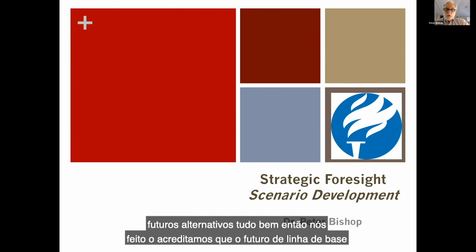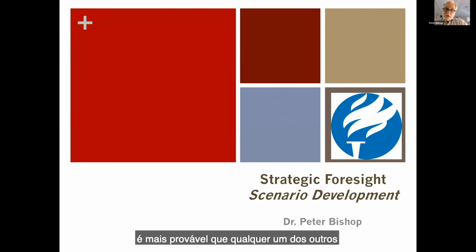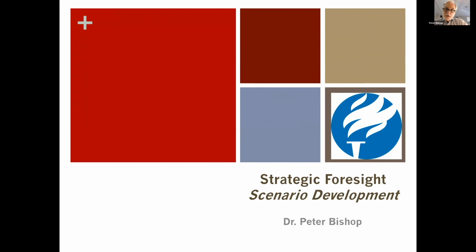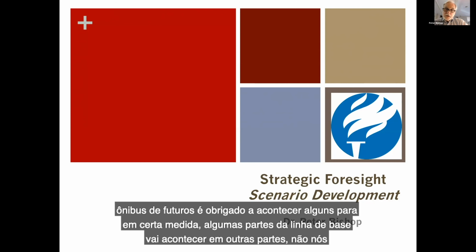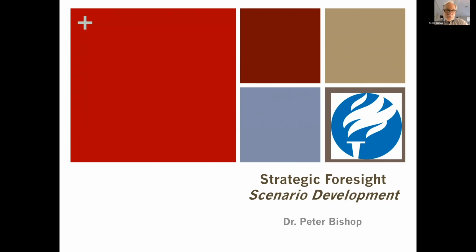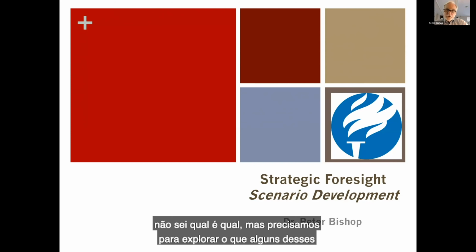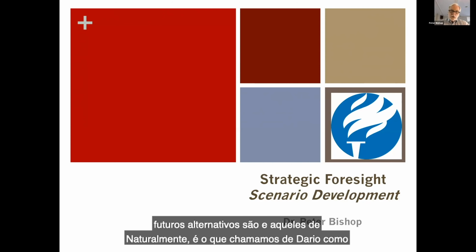All right, so we believe the baseline future is more probable than any of the other futures, but is bound to happen to some extent. Some parts of the baseline will happen and other parts will not. We don't know which is which, but we do need to explore what some of those alternative futures are. And those, of course, are what we call the scenarios.